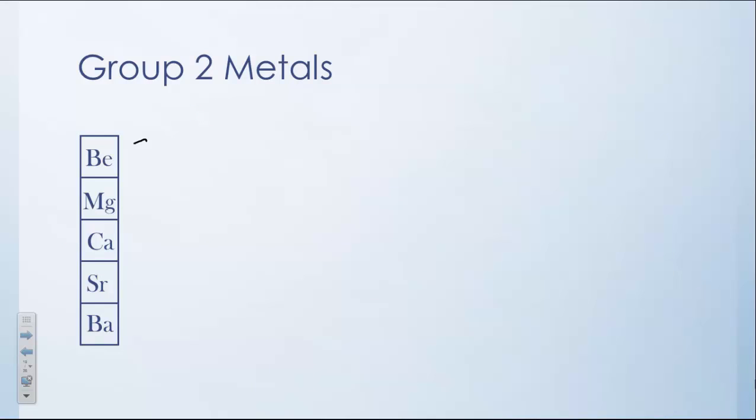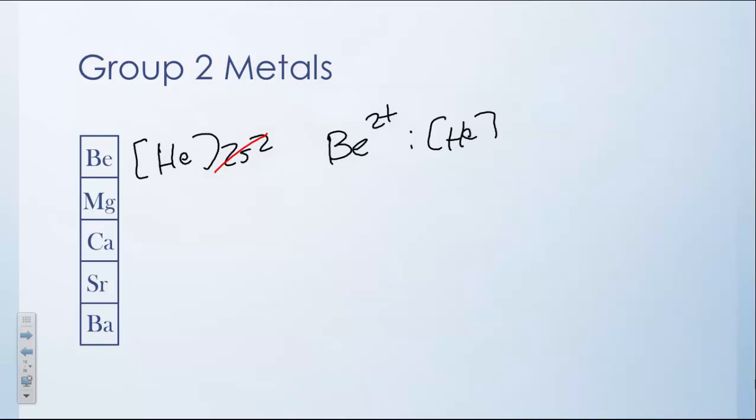So we're going to predict that beryllium, which has an electron configuration of helium 2s2, will lose these 2s electrons and become isoelectronic, beryllium 2 plus isoelectronic with helium. The same thing's going to happen for our other group 2 metals. I'll just show you one more here.